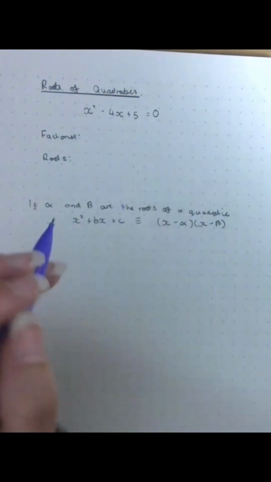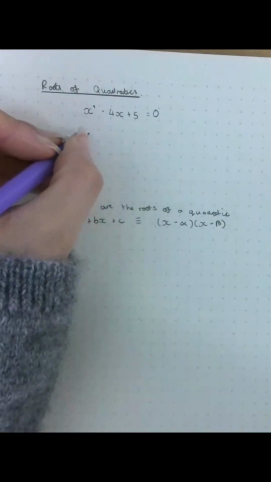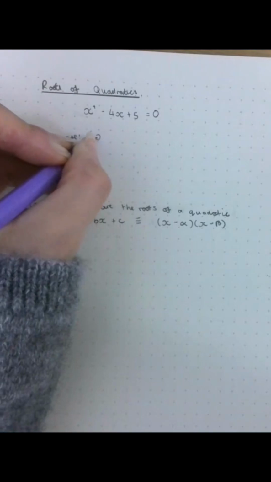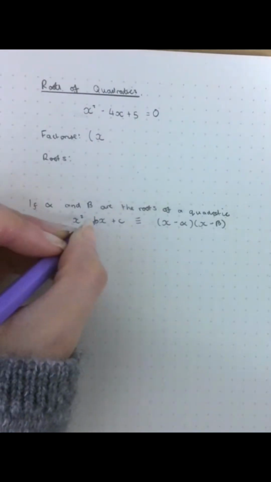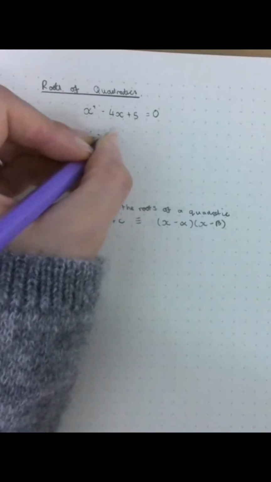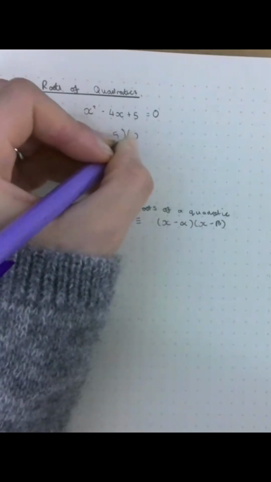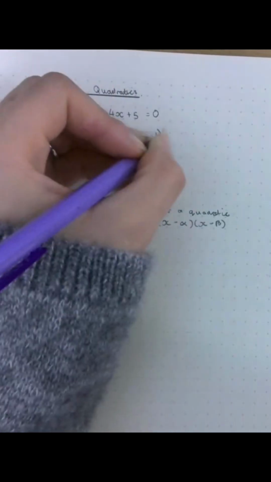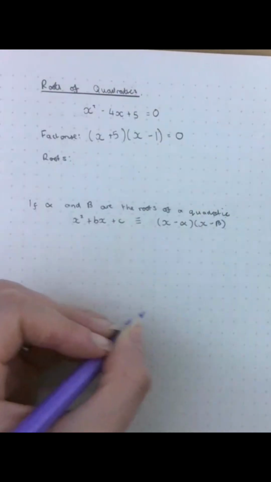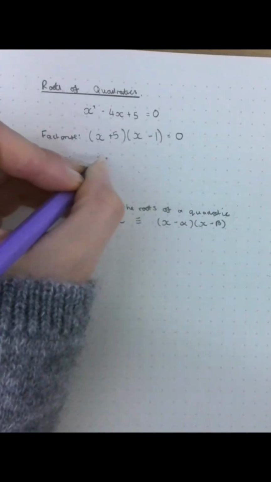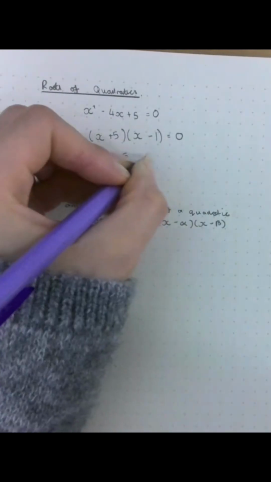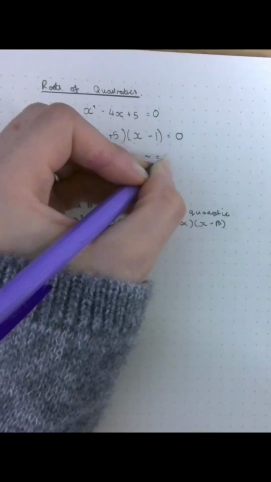So if we were to factorise that, it would factorise into x plus 5 and x minus 1 is equal to 0. And then its roots would be x is negative 5 and x is positive 1.